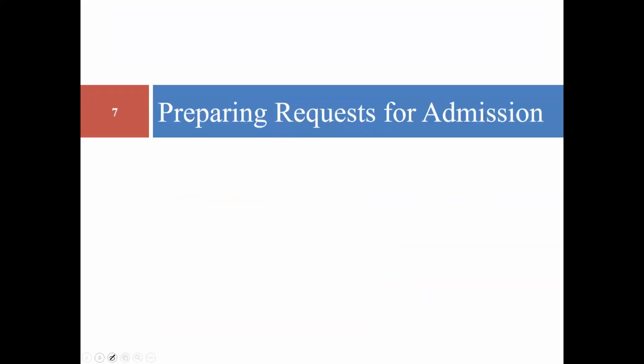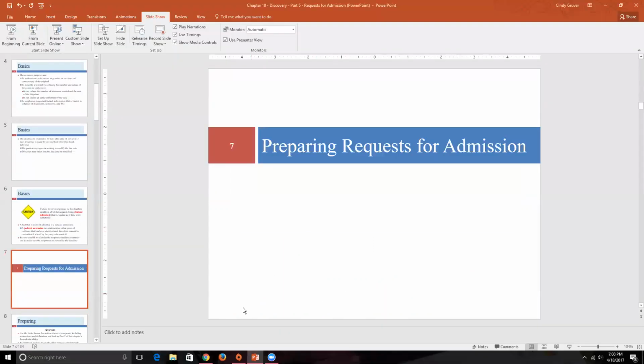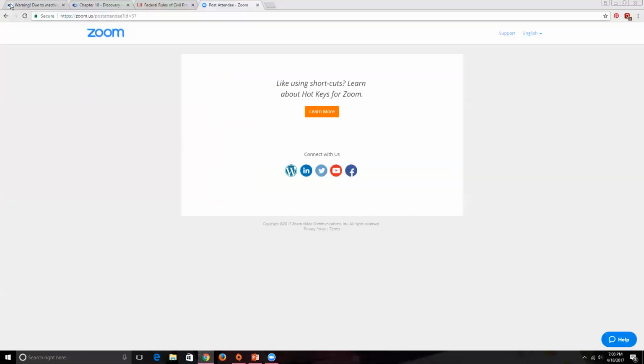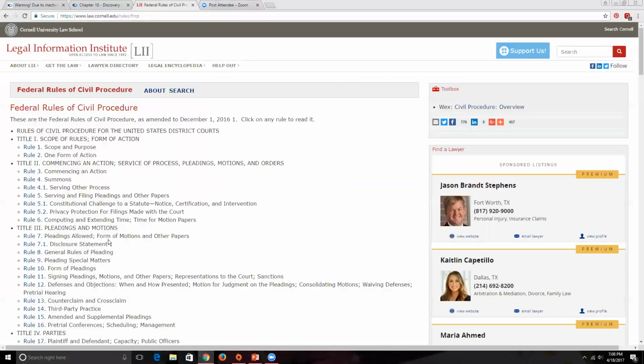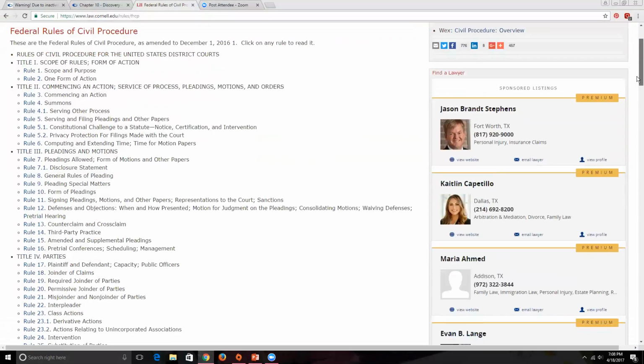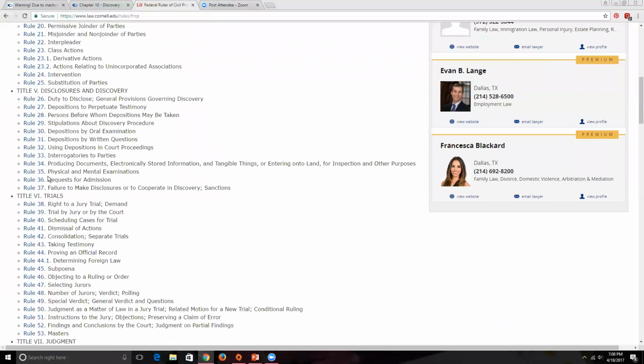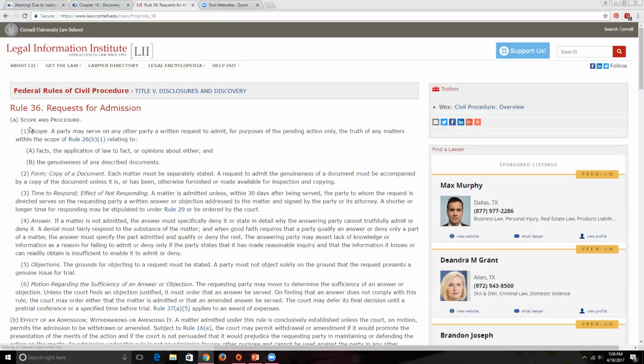Okay, so before we go ahead and look at the format for how to prepare a request for admission, let's flip over and look at the actual Federal Rule of Civil Procedure that applies to this particular circumstance. So here we go. We're going to go down to Rule 36. You can see it's called Request for Admission. And here we have the sections.